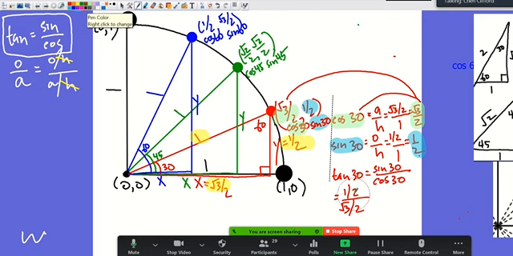Now I'm going to cancel the 2, and I get 1 over root 3. And remember, you don't want a root on the bottom, so you multiply by root 3, and then we're pretty much done. Root 3 over root 3 times 1, and you get root 3 over 3. Okay, so let me add another line over here. Root 3 over 3 is tangent of 30.